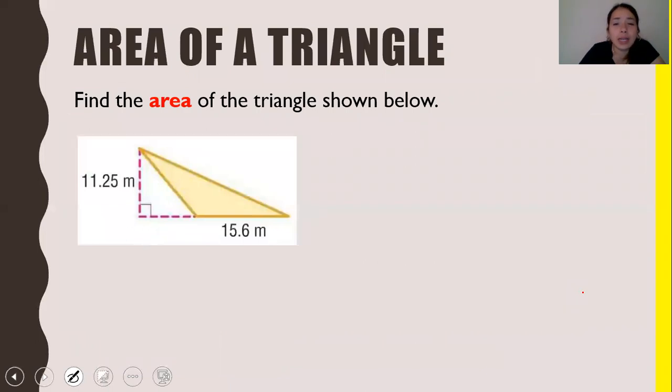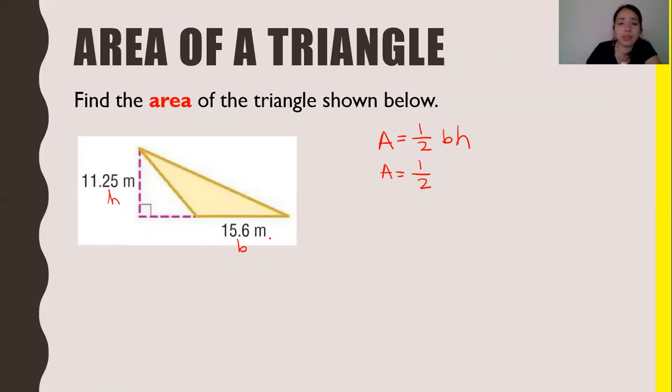So let's find the area of the triangle shown below. First, let's figure out what our base is and what our height is. We look at our height, how tall it is, that's the height. And this is our base. Remember that our formula is area is equal to half base times height. So area is equal to half. What's my base? 15.6. What's my height? 11.25.